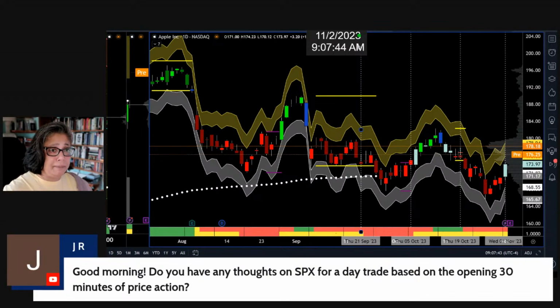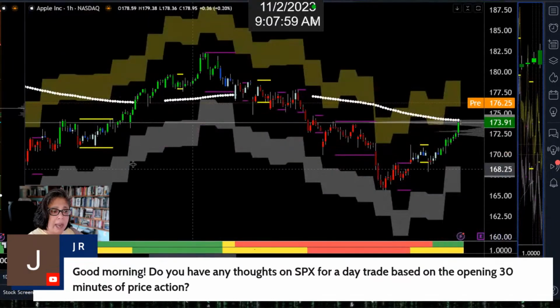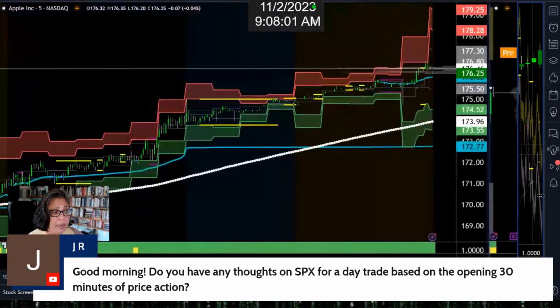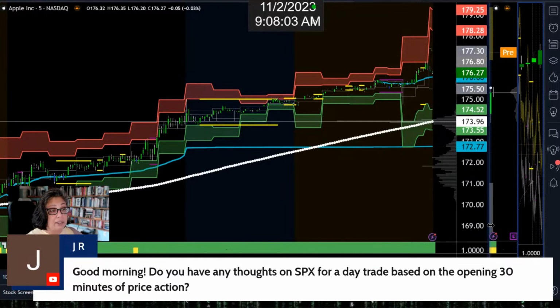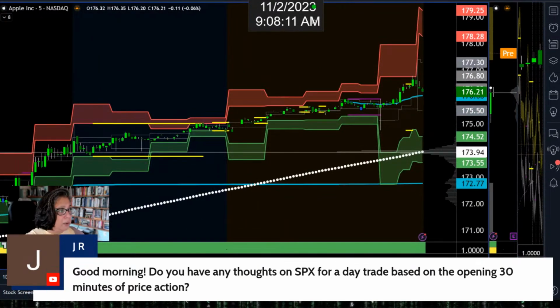So first question is, do I have any thoughts on SPX for a day trade based on the opening 30 minutes of price action? Do I have any thoughts on it? JR, I don't quite follow the question. I need the opening 30 minutes. So what are my thoughts? I do want to look at the opening 30 minutes after the bell. So if you're looking at a different 30-minute window, then let me know.